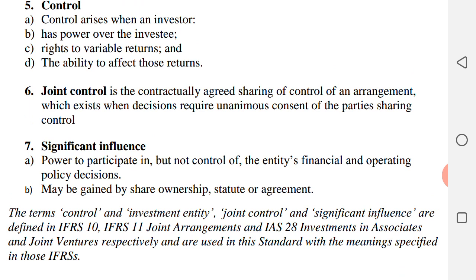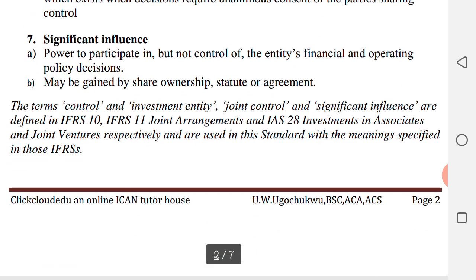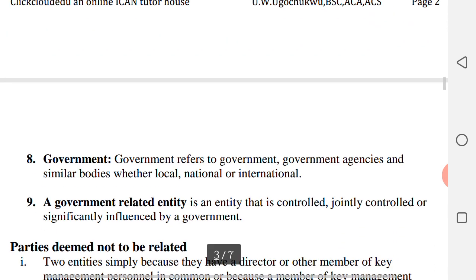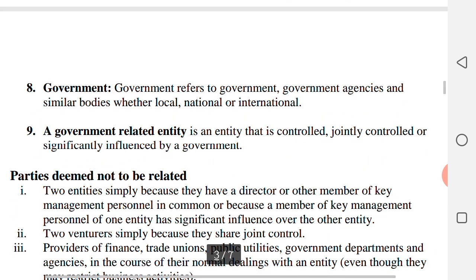IFRS 11, Joint Arrangements, defines joint control, while significant influence is defined by IAS 28, Investments in Associates. All these standards will be treated, and some might be in our advanced class in corporate reporting. So you can look at the definitions of control, joint control and significant influence in their respective standards. Now, what is government?